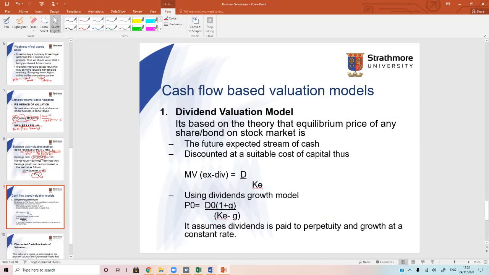The last method, which I think we have already discussed together, is the use of the dividend valuation model. P naught is equal to D naught times (1 plus G) divided by (K minus G), where P naught is the ex-dividend market value, D naught is the most recently paid dividend, K is the cost of equity, and G is the annual growth in dividend, which I think we did discuss together already.